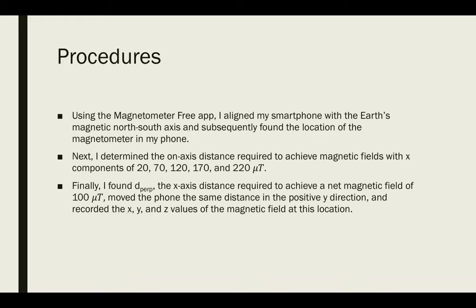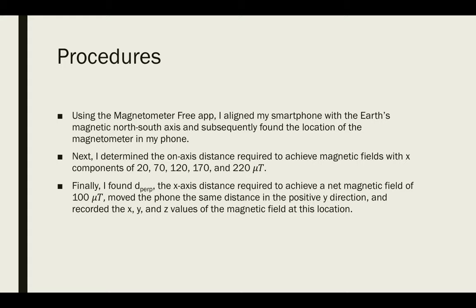So as for the procedures for this lab, first of all, I used the magnetometer free app, and I aligned my smartphone with the magnetic north-south axis by determining where the x value of the field equals 0, and subsequently found the location of the magnetometer on my phone. And then I determined the on-axis distance required to achieve magnetic fields with x values of 20, 70, 120, 170, and 220 microteslas.